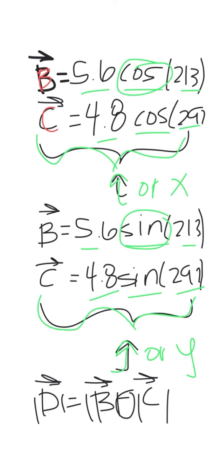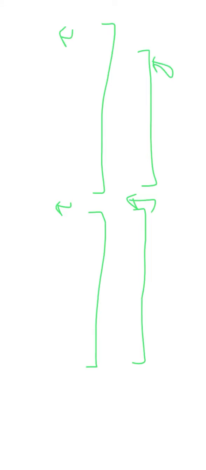So now what we need to do is just put all of the values that we just found of vector B and vector C together. So here we have the values of vector B in the I direction and the J direction. And here we have the values of vector C in the I direction and in the J direction. So now all we have to do is solve this in the calculator and it will lead us towards the right answer.